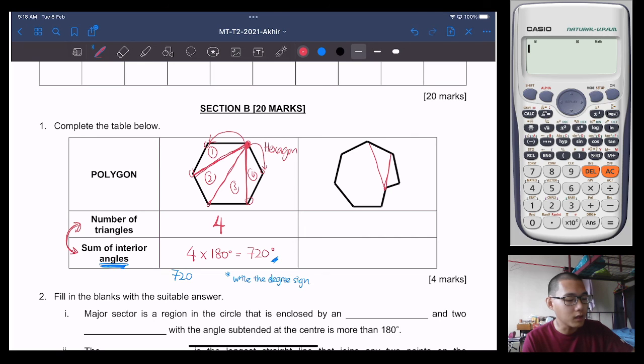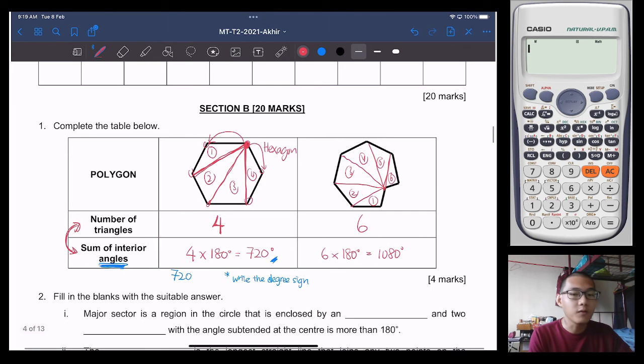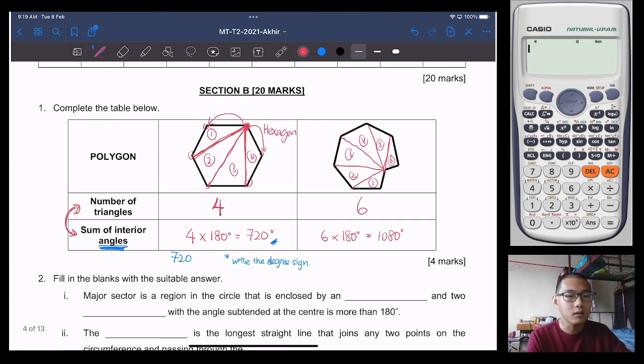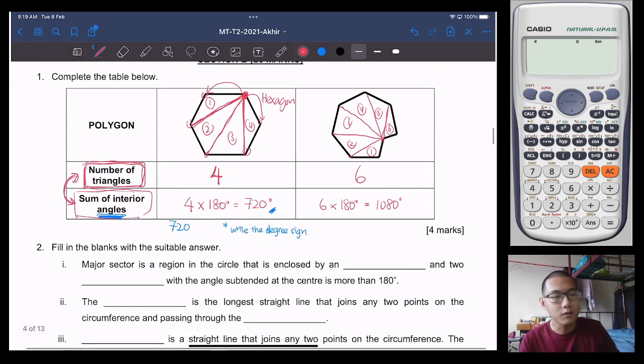So you form diagonals from one vertex. It's a better way. Divide this polygon into triangles using the diagonals. We have 1, 2, 3, 4, 5, 6, so 6 triangles. We use 6 times 180, so in total we have 1080 degrees. So this is question 1. I hope that after you understand this, when you try to find the sum of interior angles for any polygon, you are able to find the number of triangles and use the relationship between them. Okay, so this is question 1.